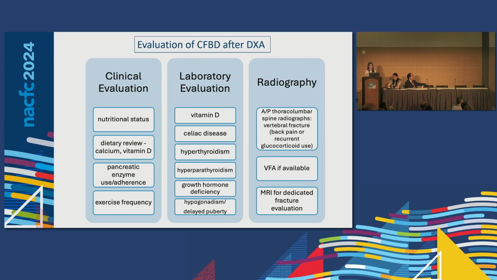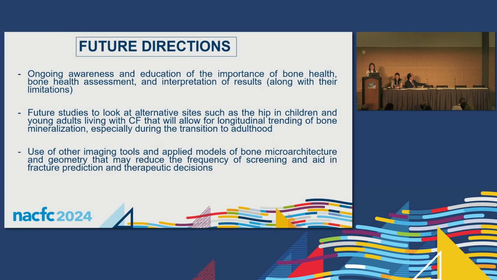And then sometimes we get other imaging. So if someone's presenting with lower bone mineral density and they're talking about recurrent back pain, maybe I'm getting an X-ray if I don't have VFA available, especially if they've had recurrent glucocorticoid use. Once again, VFA, if it's available at your institution; it's not available at mine. And then maybe even MRI if you really need more of a dedicated fracture evaluation.